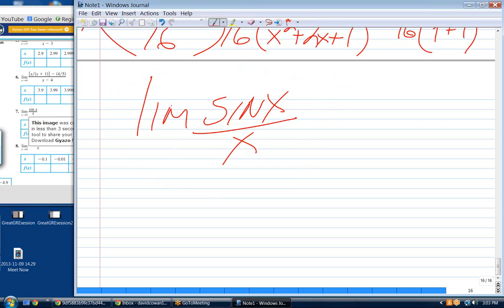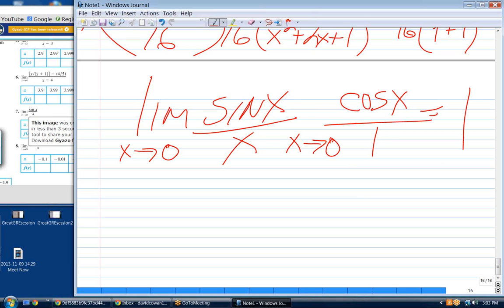But L'Hopital's rule, I might as well tell you about it now. If you have a situation that is indeterminate, like this is, L'Hopital's rule says that if you take the derivative of the numerator and the derivative of the denominator and reevaluate it, that'll give you your limit. Well, the derivative of the numerator is cosine x. The derivative of the denominator is 1. And now if I reevaluate it, cosine of 0 is 1. Then it becomes easy. Very easy.